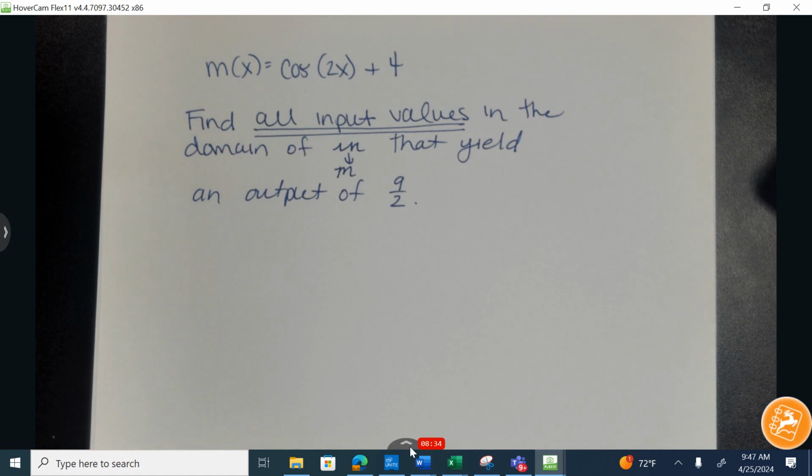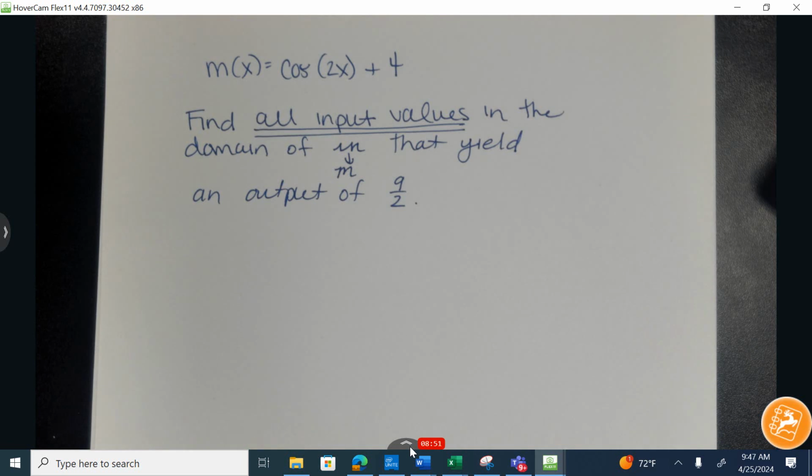Okay, let's look at this one. So we are on part C right now. And part C says, with the function m, we provided m of x equals the cosine of 2x plus 4. Find all the input values, so all input values in the domain of m that yield the following output.